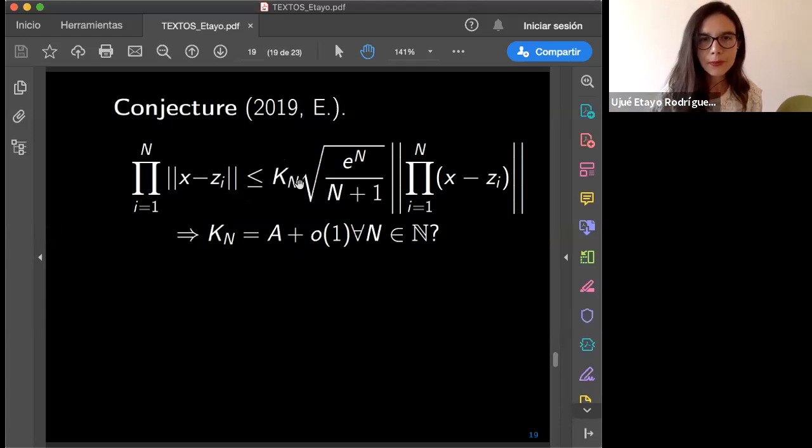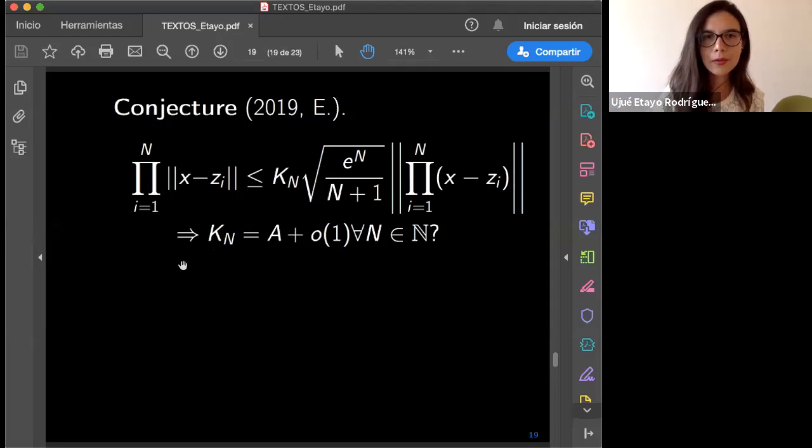Let's call Kn the minimal constant, the minimal number making this inequality still true, right? And this can of course be different for every n. Then the conjecture is that this is essentially a constant, a, plus some little term, little o of 1, and as n goes to infinity this is not going to play an important role.